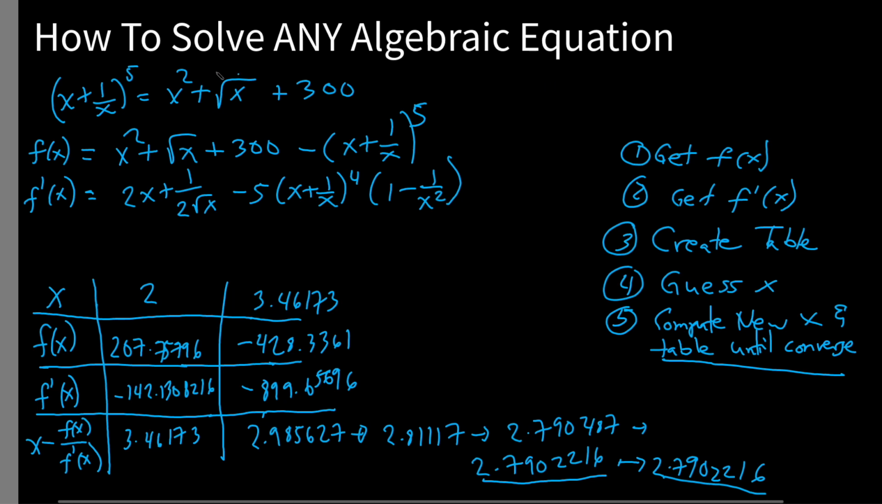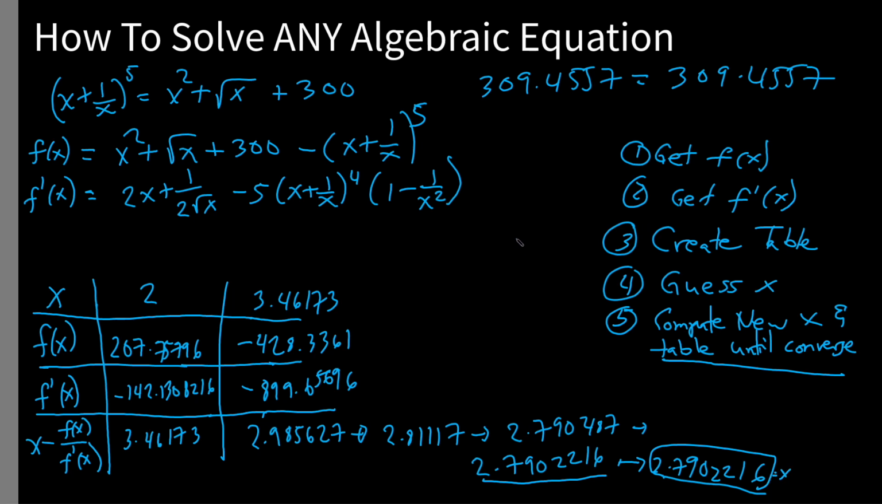Now let's use this value and substitute it in our original equation and see if it checks out. So first, I'll substitute this one in the left hand side and see what we get. We get 309.4557, and let me substitute now on the right hand side to see what we get. We also get 309.4557, and this is the answer for x. So you see, this method is really effective. Apply it to solve any equation with real roots, it's going to work.